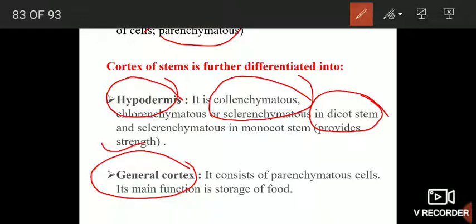The second one is general cortex. It lies inner to hypodermis, and it is constituted of parenchymatous cells only. The function of general cortex is that it helps in the storage of food material.